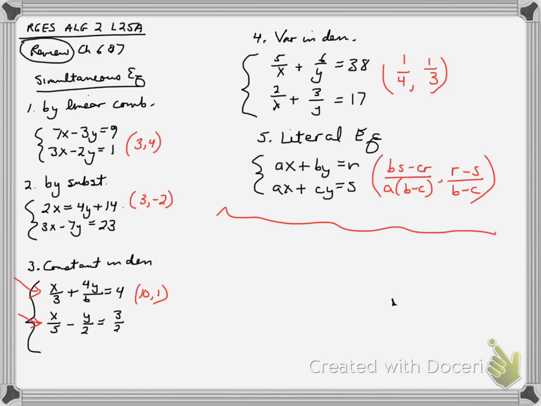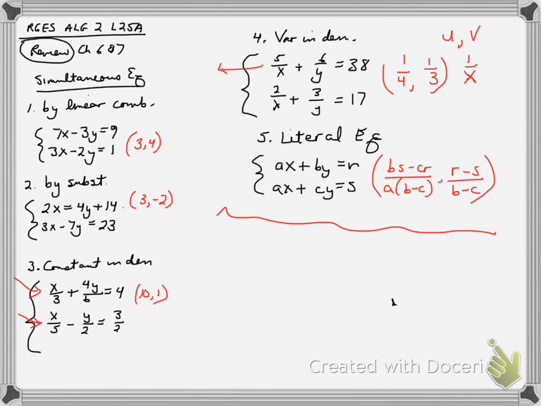Now in number 4, we have variables rather than constants in the denominator, and that's where you use the u and v technique. Let u equal 1 over x, and v equal 1 over y, so that equation would look like 5u plus 6v equals 38. Recall that? Solving for u and v, and then solving for x and y.